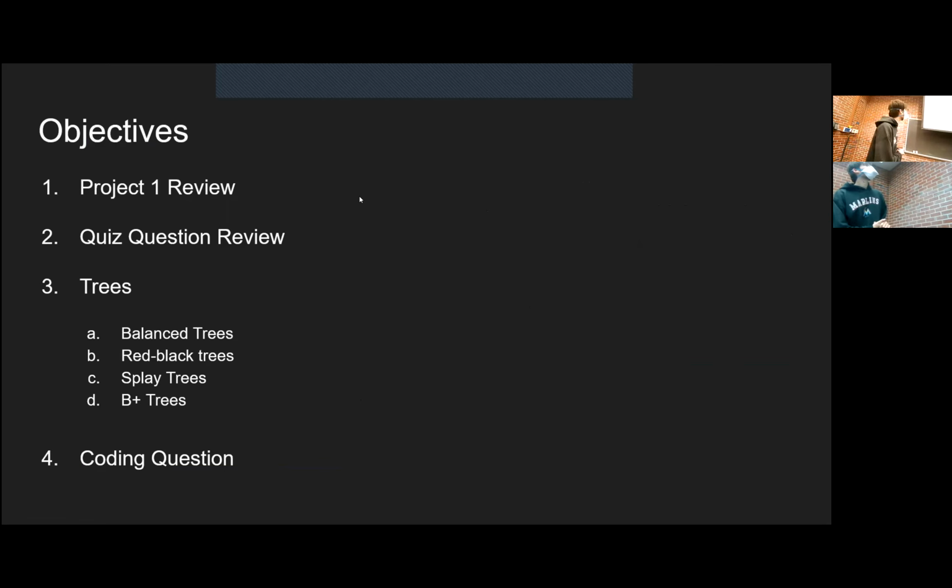So for today, our objectives are: first, we're going to do a project review. We're just briefly going over the project, because today we're going to talk about balanced trees anyway, and project one is on AVL trees, which is a balanced tree. At the end, we're going to do the quiz question review, after the coding question, but we'll get to it. And then we'll talk about trees: balanced, red-black, splay, and B+ trees and B trees. I think the most important ones for us are balanced trees and then B/B+ trees. But we'll get into that later.